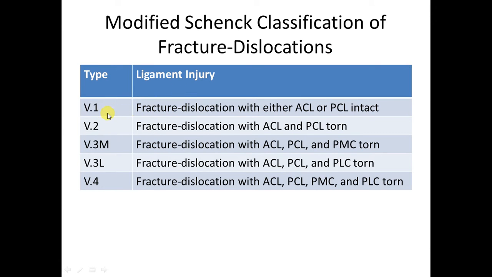Type 4 is a fracture dislocation. It is a fracture of the medial femoral condyle which can be dislocated, and it has a different sub-classification to document the associated soft tissue injury. We will talk about it in detail in knee dislocation later.